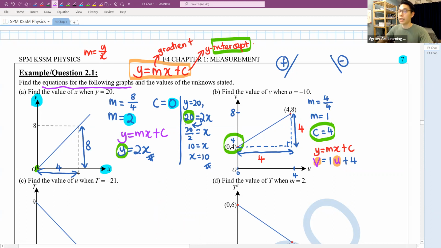So this is the equation, but I can make it look a bit nicer. Usually we don't write the 1, we just write u, because 1u is the same as u.